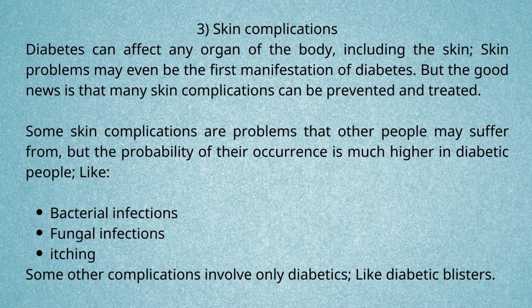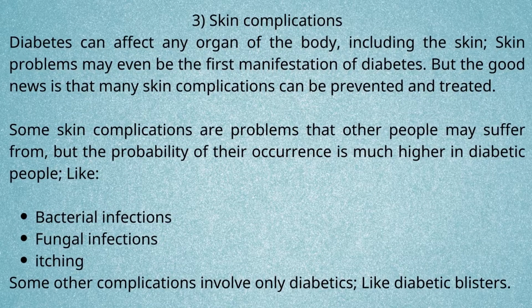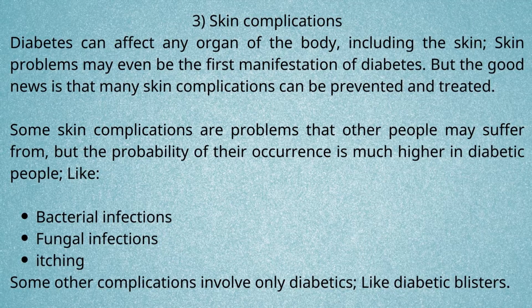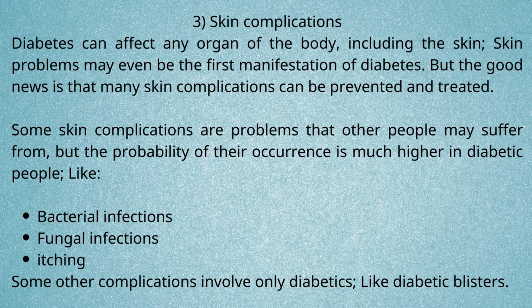3. Skin complications. Diabetes can affect any organ of the body, including the skin. Skin problems may even be the first manifestation of diabetes. But the good news is that many skin complications can be prevented and treated. Some skin complications are problems that other people may suffer from, but the probability of their occurrence is much higher in diabetic people, like bacterial infections, fungal infections, itching. Some other complications involve only diabetics, like diabetic blisters.